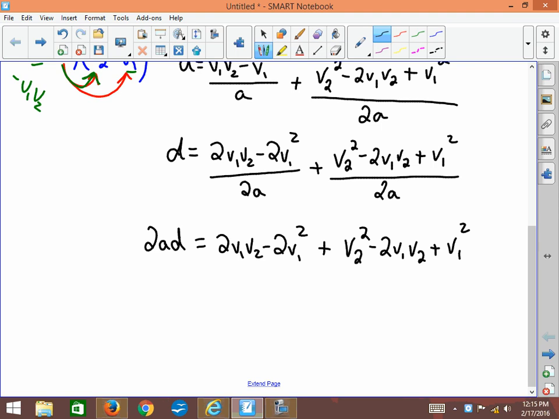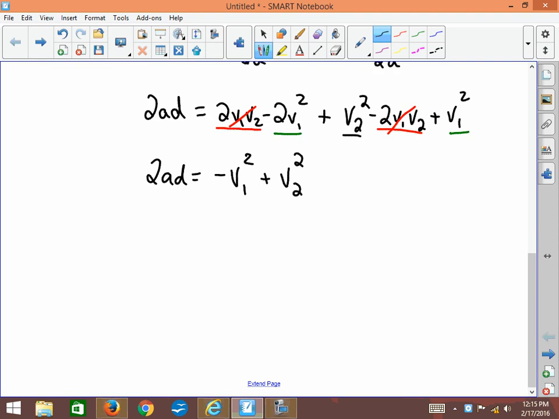And all we have to do now is collect the like terms. The first thing I notice is right here, I have a positive 2 v1 v2, and over here I have a negative 2 v1 v2, so they subtract and it becomes 0. So those are gone, which is nice. And then if I look over here, I've got negative 2 v1 squared, and I've got a 1 v1 squared. So if you put them together, that's negative v1 squared. So this becomes 2ad equals negative v1 squared. And then, of course, we have the v2 squared that is still left that I didn't touch. That's a lot simpler.